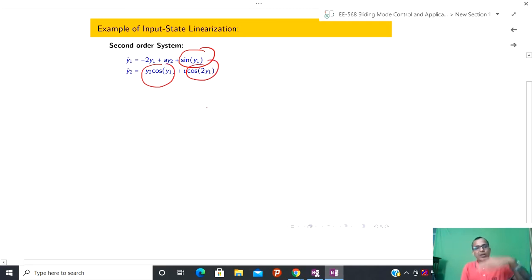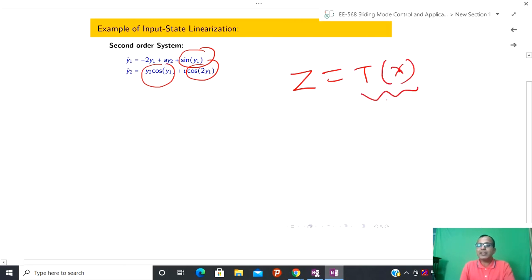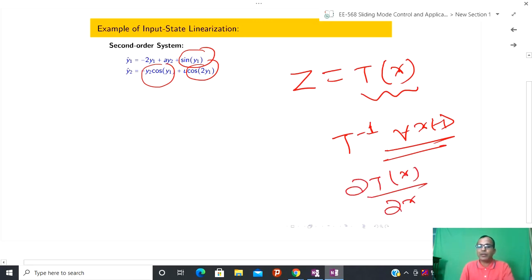Now with the help of whatever we have learned, we are going to say that, okay, I do not know how to define T x, because I have to define z as T x, and this transformation should be, as I have already told you, invertible for all x belonging to D in this region, and should also be differentiable with respect to x, the diffeomorphism property. Now at least for this second order system, by some kind of hit and trial, I am going to find some transformation such that this system reduces to some kind of linear system.